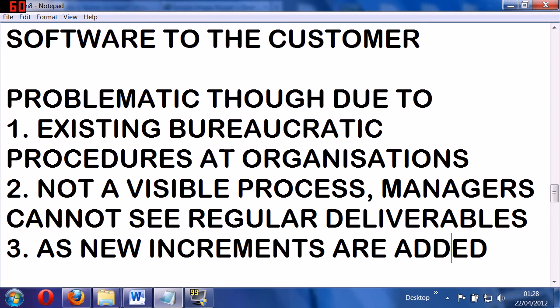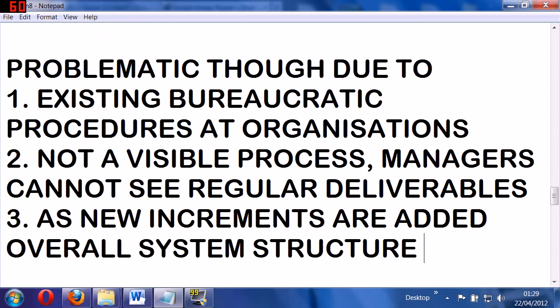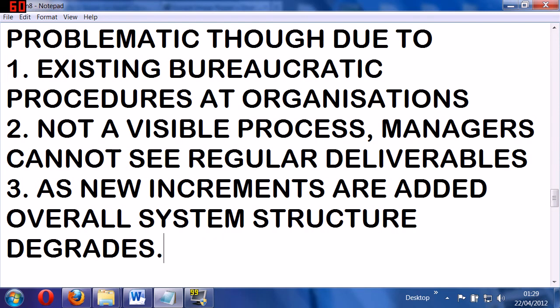But yeah, in terms of this, it's not a visible process. Managers cannot see regular deliverables. So don't even bother going to managers, because you've got nothing to show them, since it's all a mess and they wouldn't understand anyway. And when new increments are added, the overall system structure degrades. So often you get a very bloated system. You start getting exploits where people can just jump in with their JavaScript or their SQL stuff and just mess it all up.